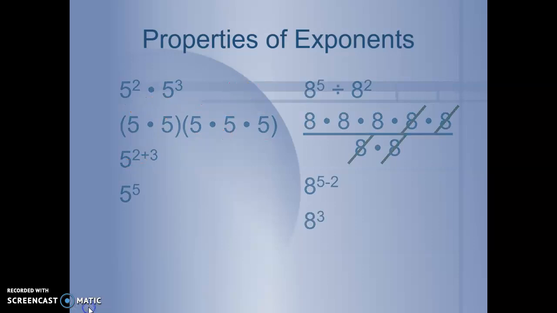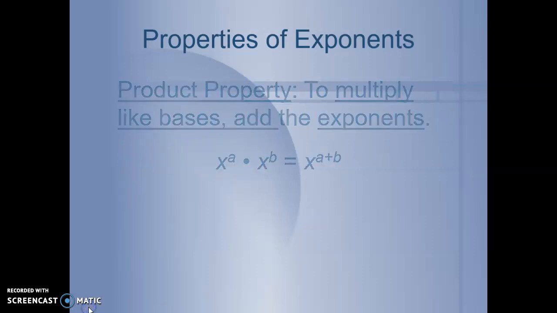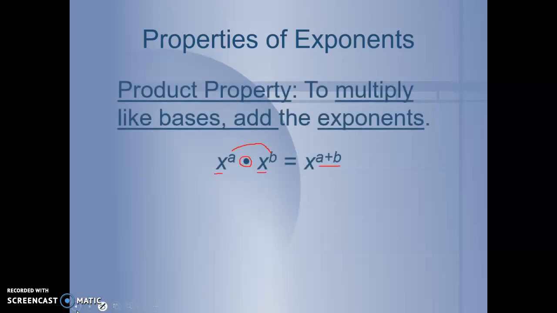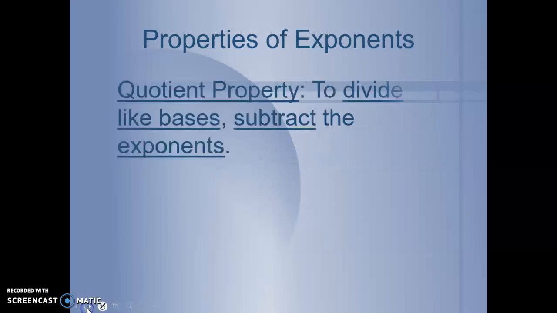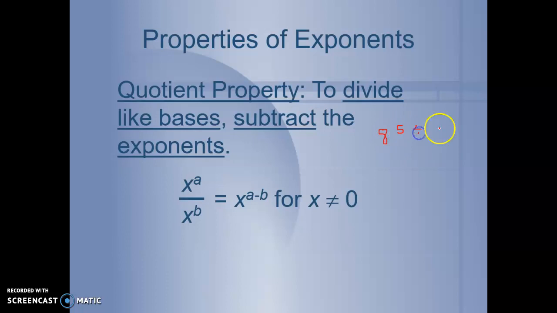All right, our second rule of exponents is called the quotient property. In the quotient property, if we are dividing like bases, we subtract the exponents. This is what it looks like without numbers: x to the a divided by x to the b equals x to the a minus b. What if we had 8 to the fifth divided by 8 to the third? If I write that out, it looks like this.